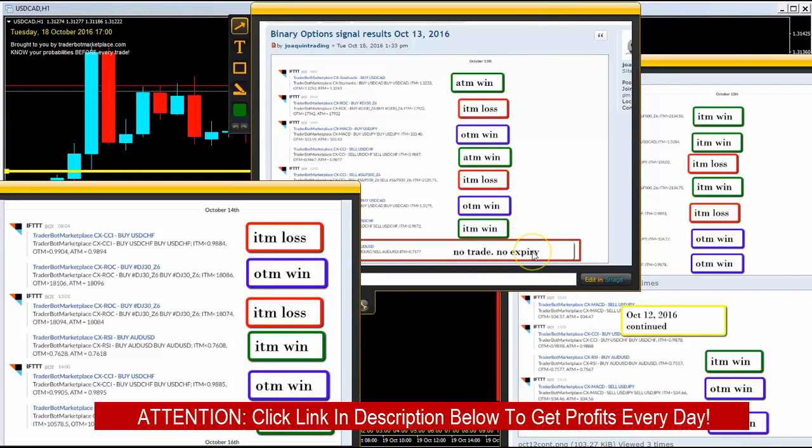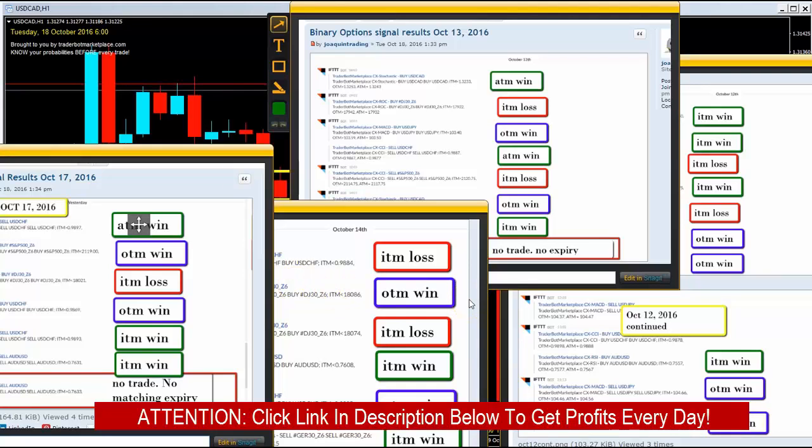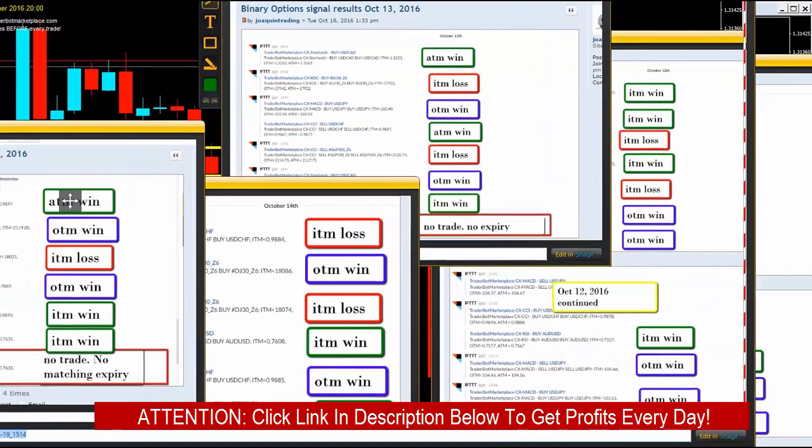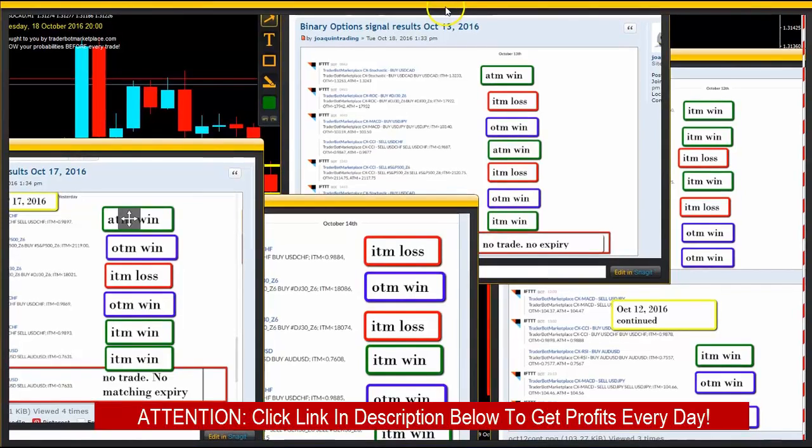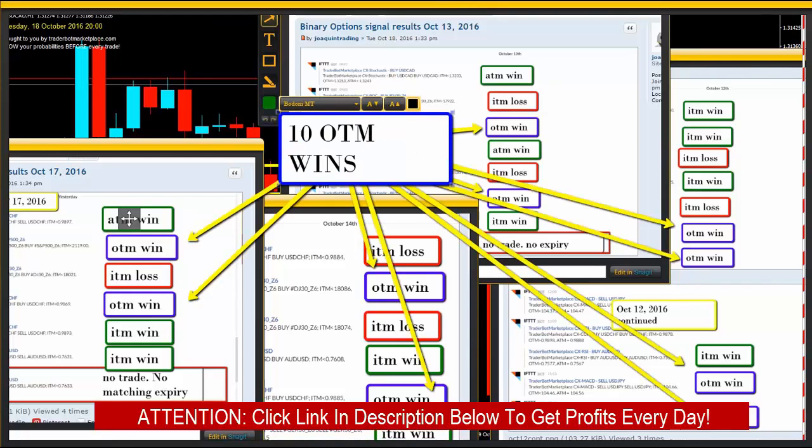I'm having a hard time fitting all these on the screen, but you can see right here, there we go. You can see right here all of the ITM and OTM and all the win-loss rates. So we're going to count them. We're just going to take a little picture and do a little basic arithmetic. How many OTM wins are there? Count them. There are 10 OTM wins out of all of these. Okay, so we've got 10 wins so far. How many trades overall?